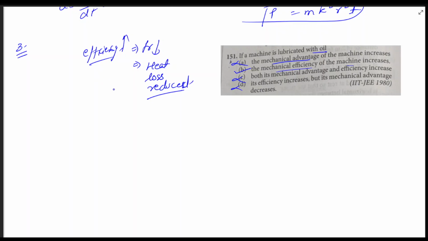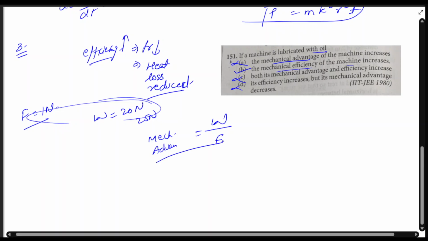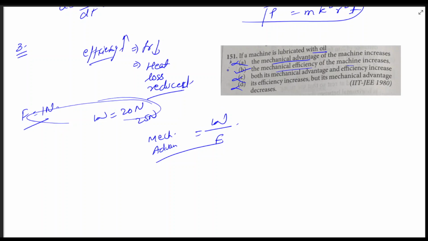Mechanical advantage is what? That I applied a force of 1 Newton and I am able to lift a weight, say 20 Newton, 25 Newton. So this is mechanical advantage. Mechanical advantage is the weight which we are pulling divided by the applied force. Yes, we have learned this in the kinematics video. There was a question from JEE Advanced, right? So B will be the option. Let's move on to our last second question.